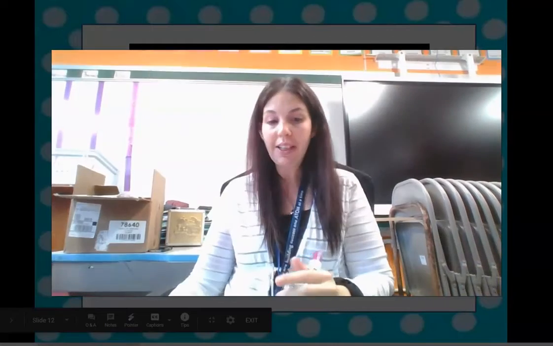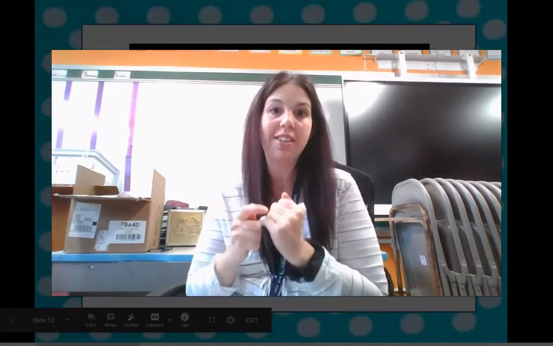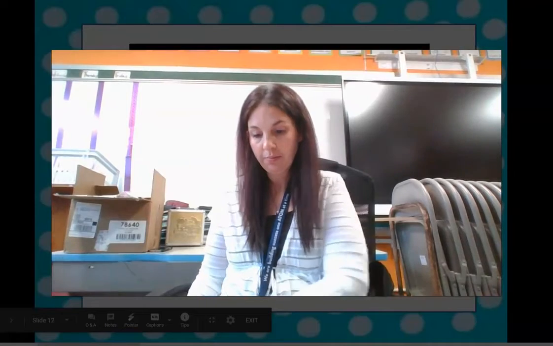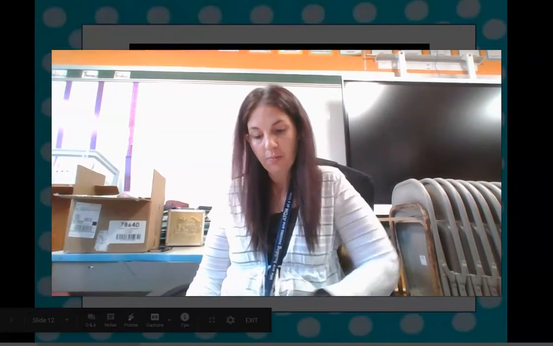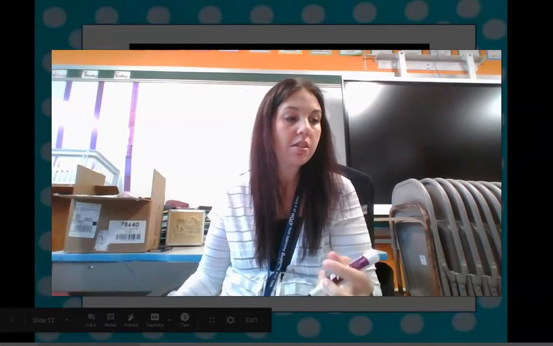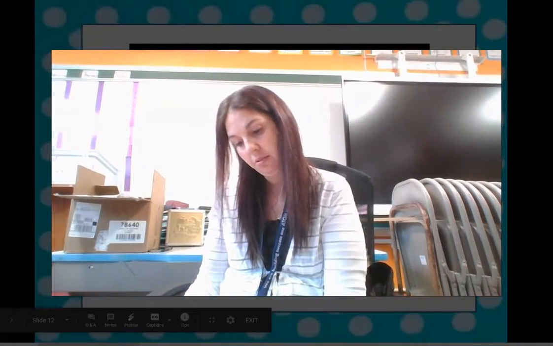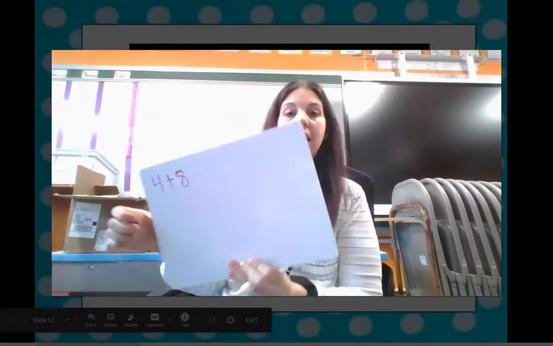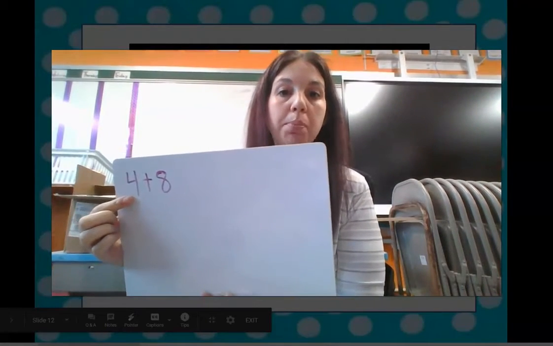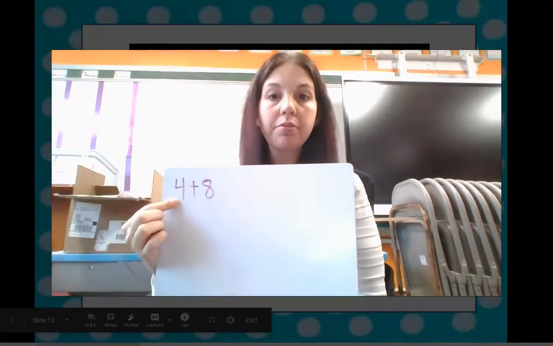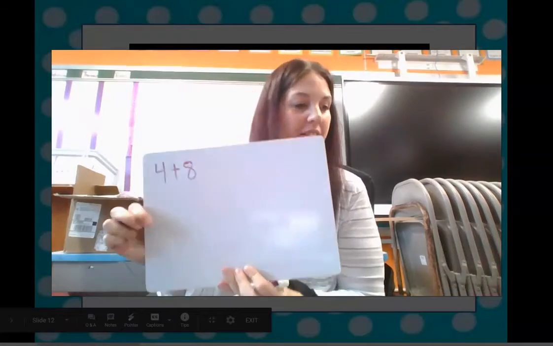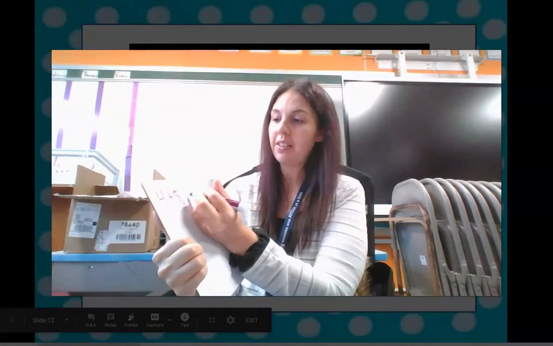I'm going to erase my board and I'm going to try to think of another equation that equals 12. I want you to think of an equation too. It could be addition, it could be subtraction. How about this? 4 plus 8, does that equal 12? Yes, it does. What about this one?